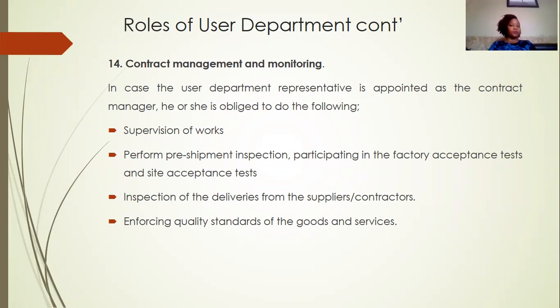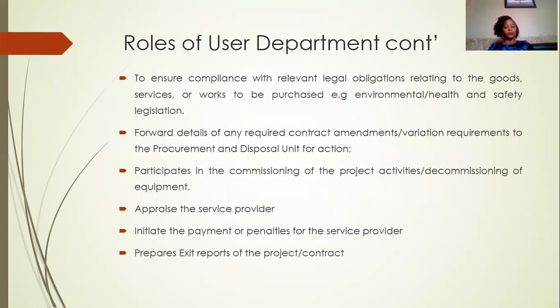We're looking at the contract management and monitoring. And in this case, sometimes the user department representative is appointed as the contract manager. He or she is obliged to do the following: supervision of works, perform pre-shipment inspection, participating in the factory acceptance tests and site acceptance tests. It is also important to note the inspections of the deliveries from the suppliers or contractors. Then we also have enforcing quality standards of the goods and services.